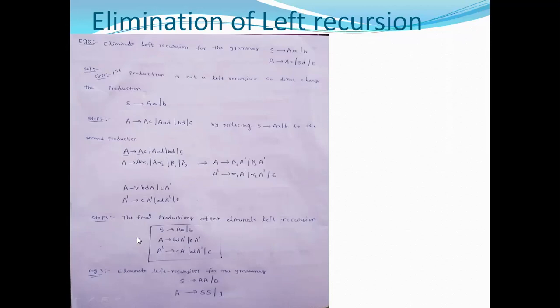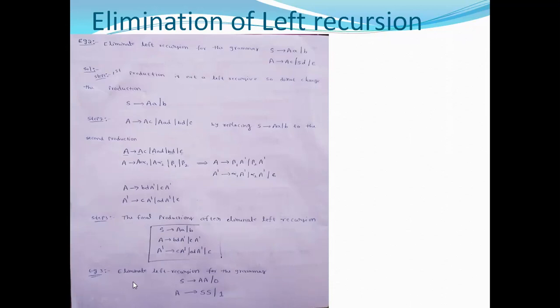So finally, this is the final grammar after eliminating left recursion. S is production with capital A, small a, or B, and capital A is production with B, D, A dash, and C, A dash. A dash is production with C, A dash, or A, D, A dash, and epsilon. So this is the final grammar for the elimination of left recursion.